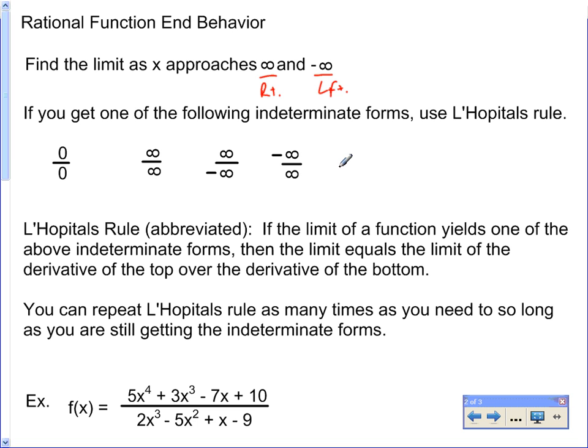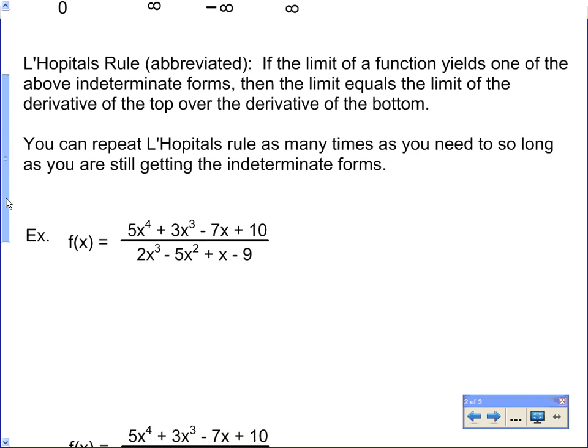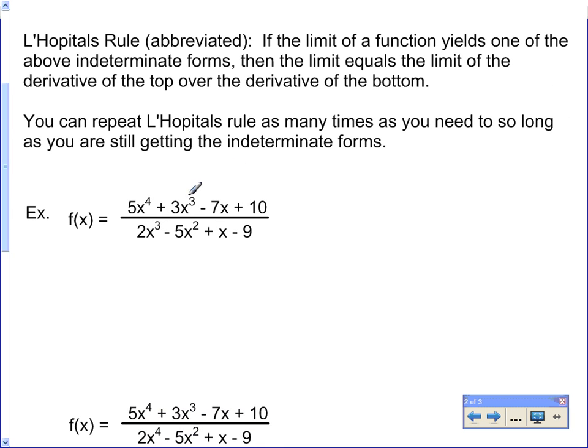So if you have one of these indeterminate forms, you can use L'Hopital's rule, which basically means if we get one of these, instead of looking at the original limit, we're going to take the derivative of the top and the bottom separately, and then take the limit of the derivatives to see what the actual end behavior is, or what the limit is. So let's look at some that we already know the answer to.